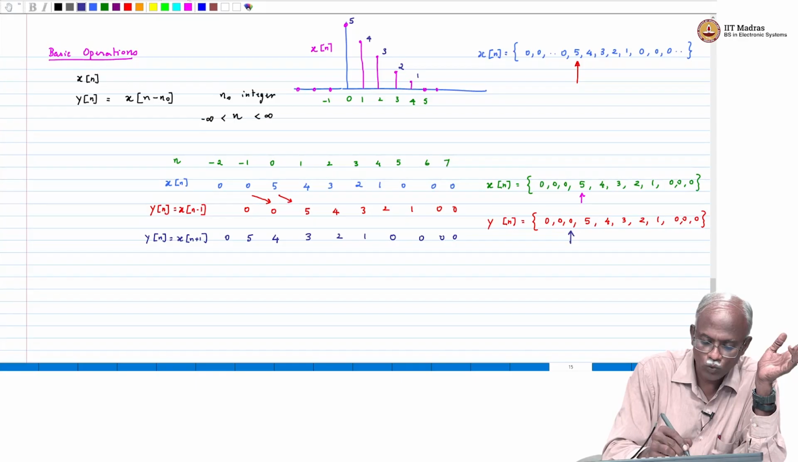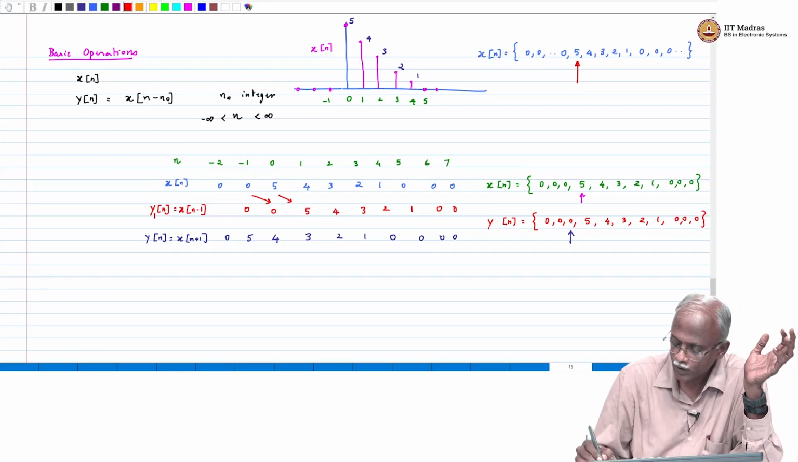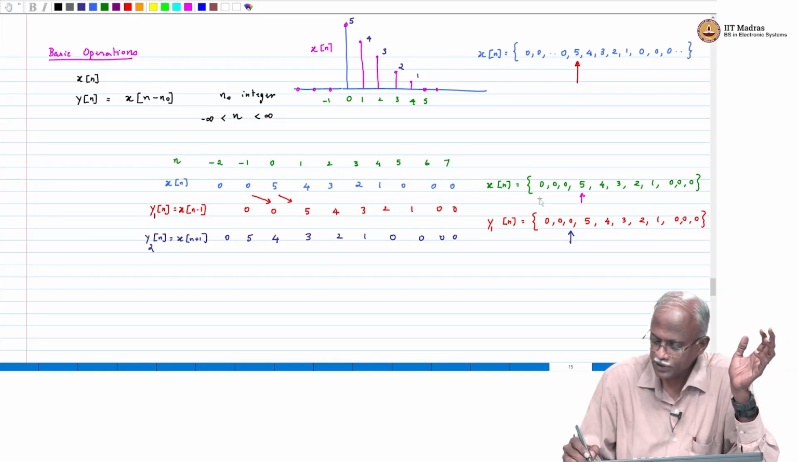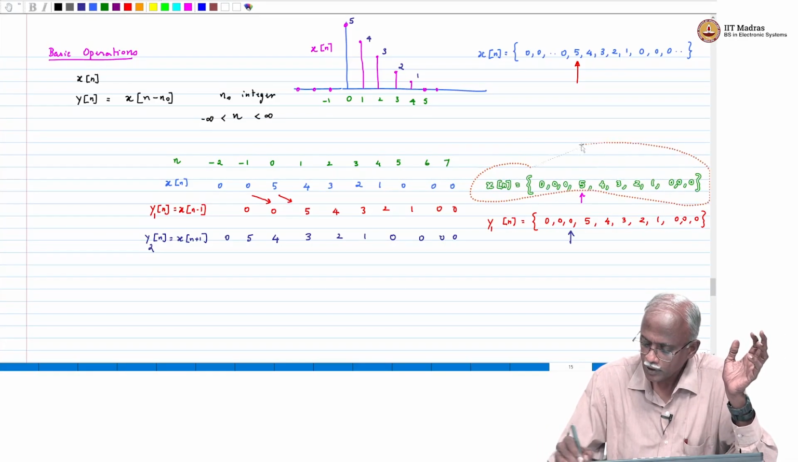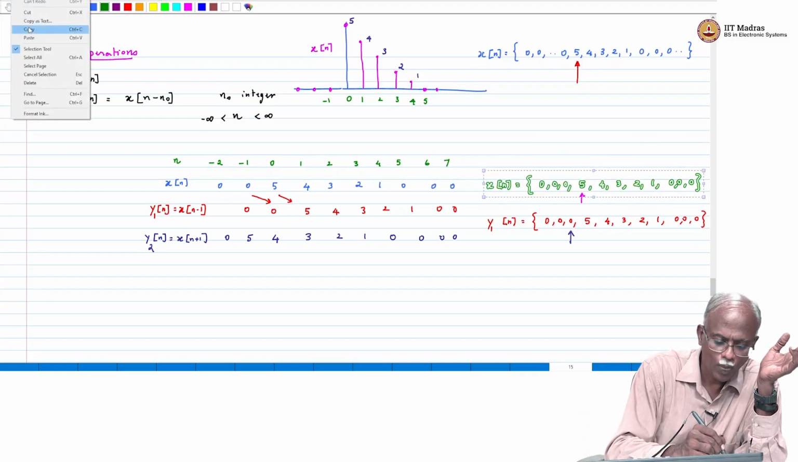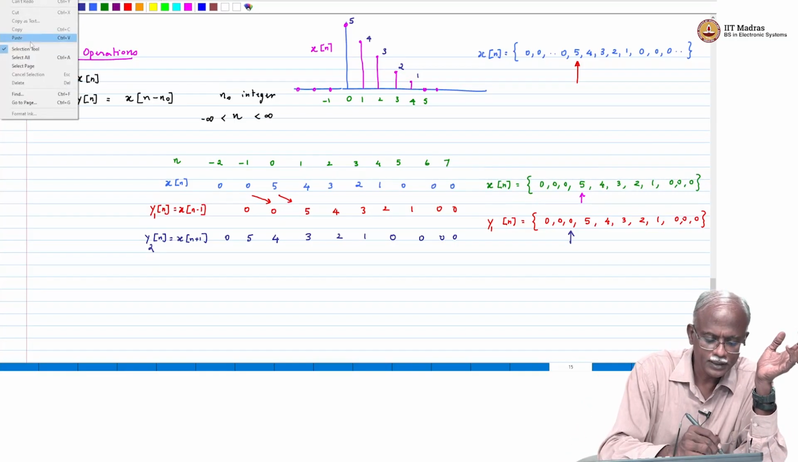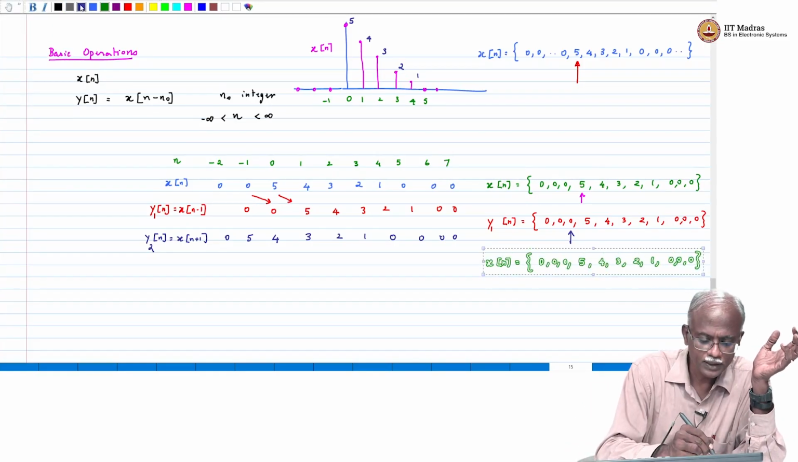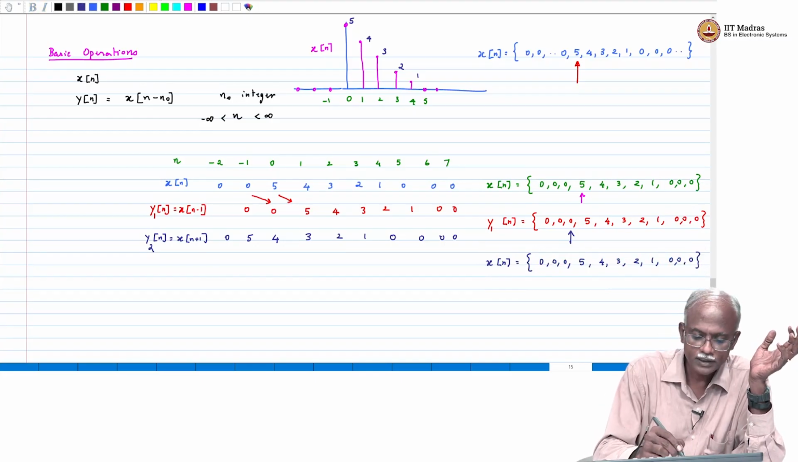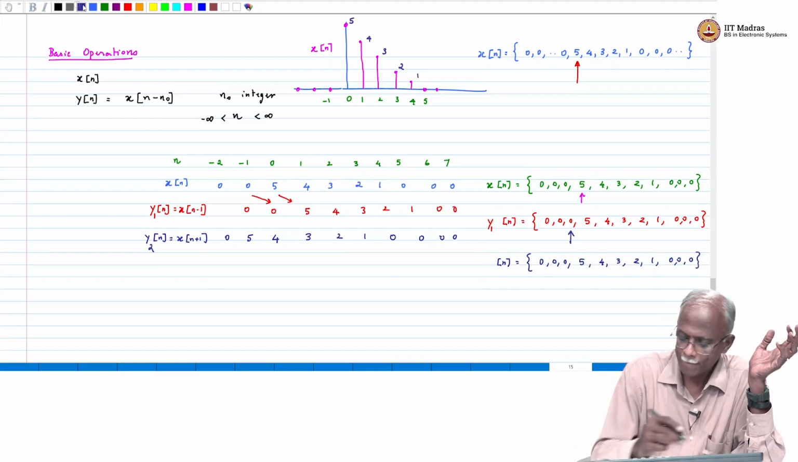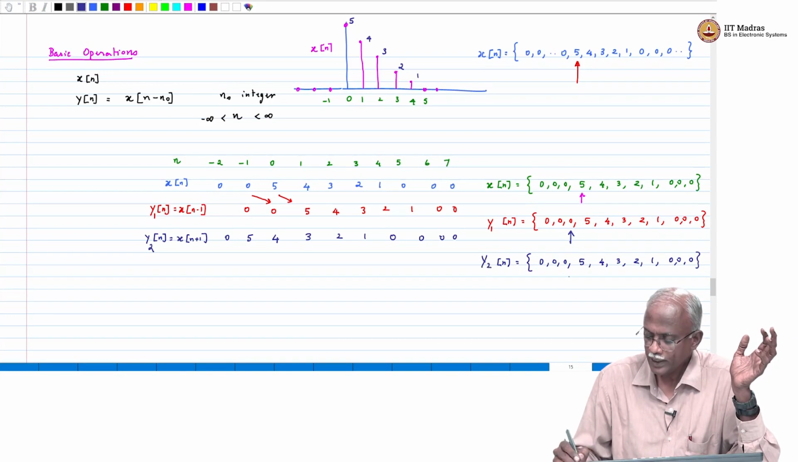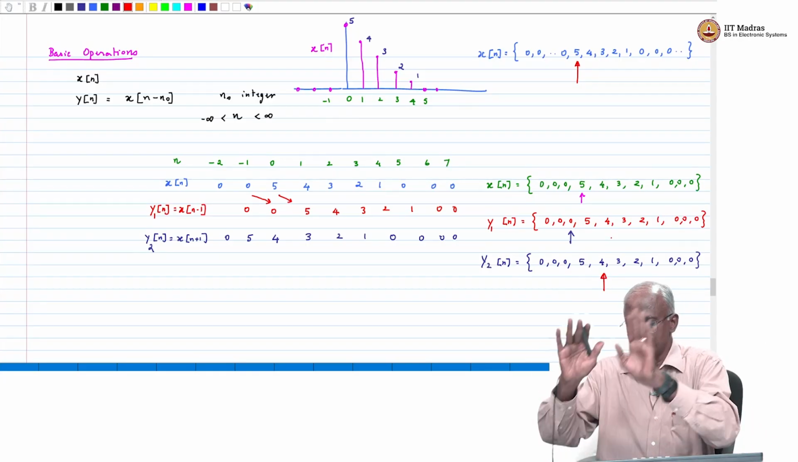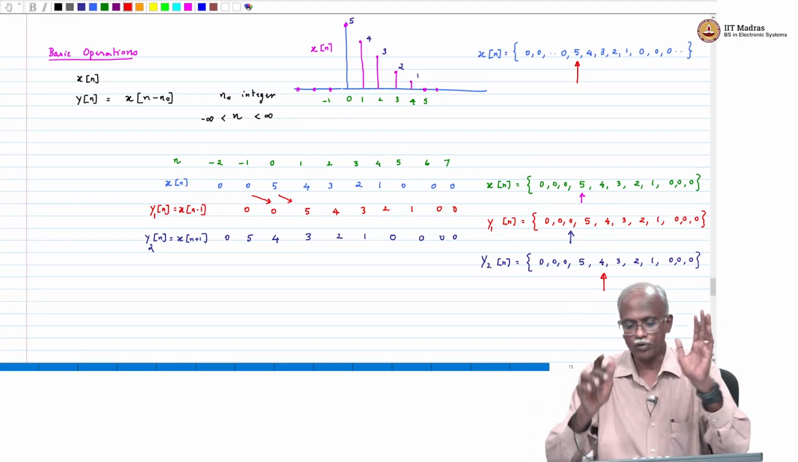If you call this y1 of n, and this y2 of n, you take the same signal and write it here, in blue color. Okay, this is y2 of n. Where did the origin move? The origin moved to the sample value equal to 4. So, basically the same sample moved left or moved right.